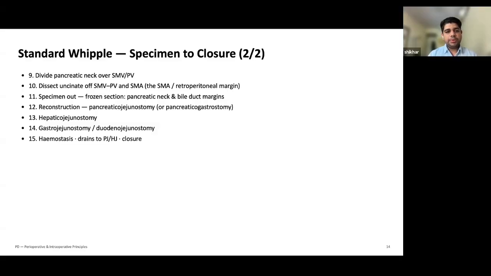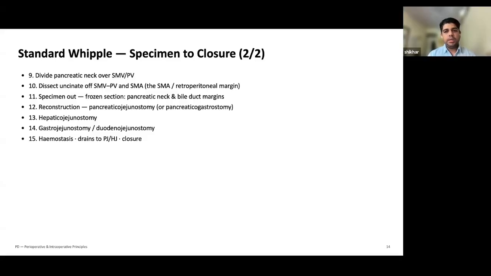So once we have resected the pancreas, there might be a situation where we have to go for frozen section, especially to look at the margins, in the pancreatic neck or the bile duct margin, if we have to go for re-resection. That might be needed in certain cases. Once the resection part has been done, then we proceed with the reconstruction part.